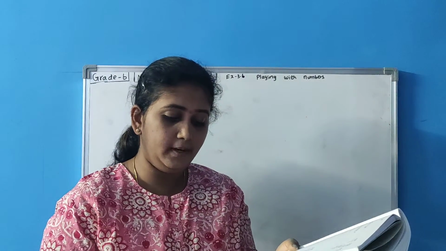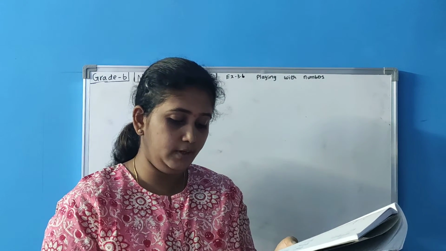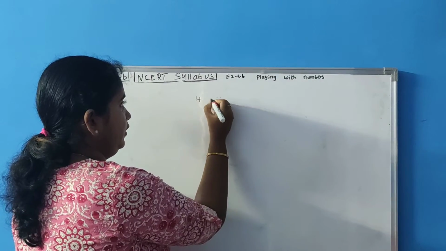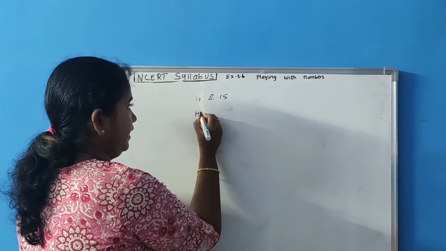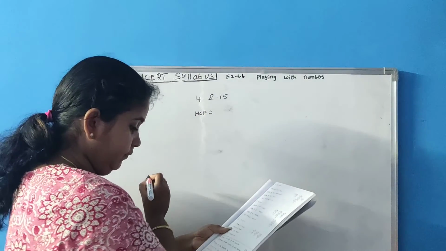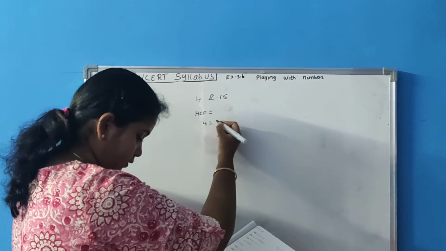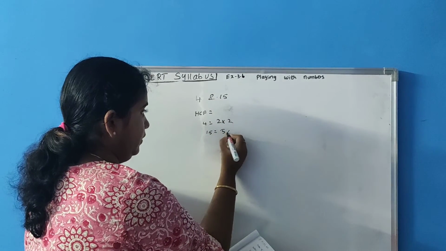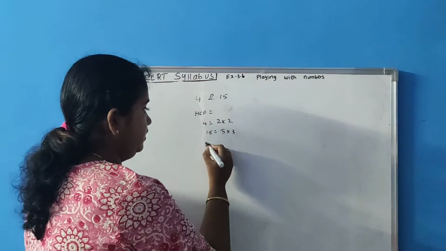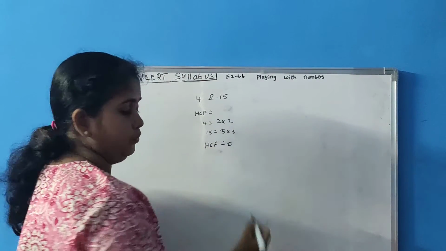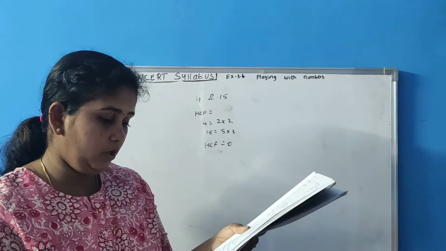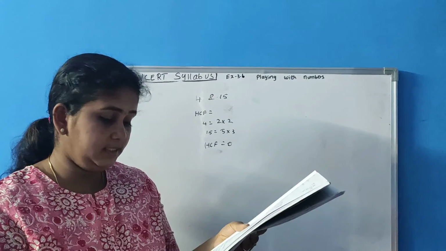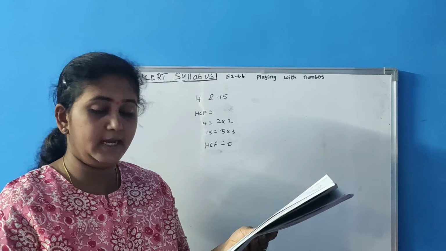HCF of co-prime numbers 4 and 15 was found as follows by factorization. They said 4 and 15 are co-prime numbers. HCF for 4 is equal to 2 into 2 and for 15 is equal to 5 into 3. Here they are saying the HCF to be 0. Did you understand? There is no common prime factor. So they say the HCF of 4 and 15 is 0. Is the answer correct? If not, what is the correct HCF?